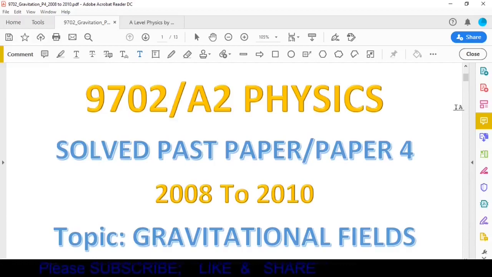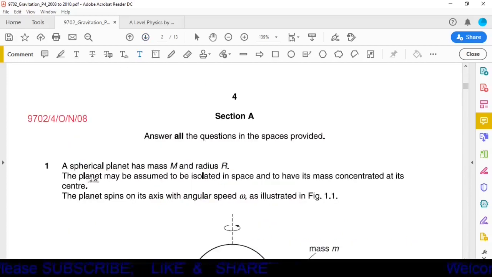Today we are going to solve Physics A2 9702 Paper 4. Topic is Gravitational Field and questions from 2008 to 2010. Okay, first question. It is from October-November 2008 Paper 4.